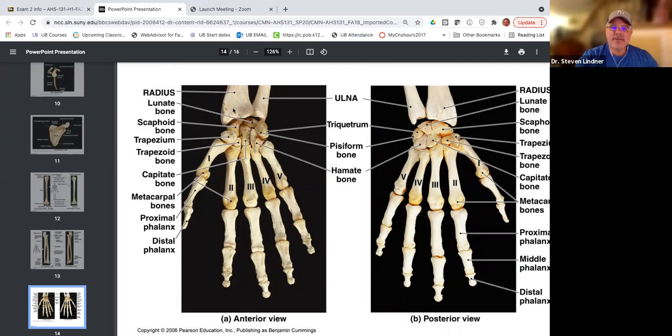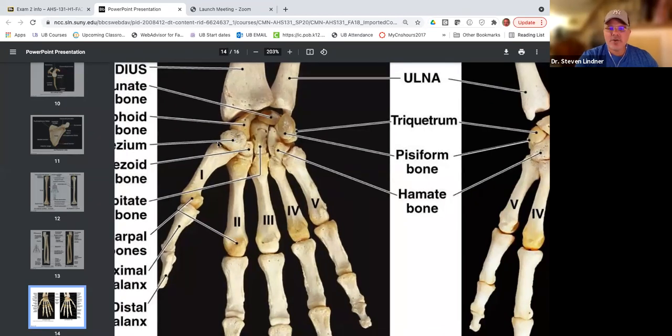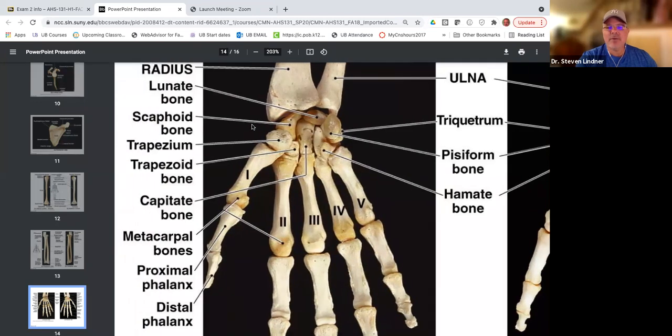Here's the radius, the distal end of the radius and the distal end of the ulna. And then we have carpal bones. These are called carpals, and they are in 2 rows. There are 8 bones total: 4 bones in the distal row, and 4 bones in the proximal row. Let's look at them from lateral to medial. So we're starting from the thumb, and we're going to go to the pinky side. We're going to look at the proximal row first, and then we'll look at the distal row.